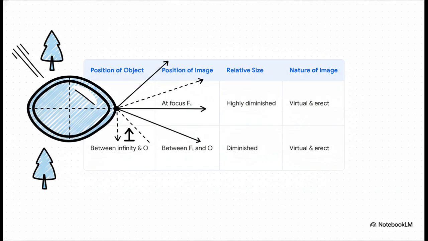Whether the object is super far away or right up close, the result is the same. The image is always virtual, always erect, and always diminished. Burn this into your memory for your multiple choice questions. A concave lens always forms a virtual, erect, and diminished image.